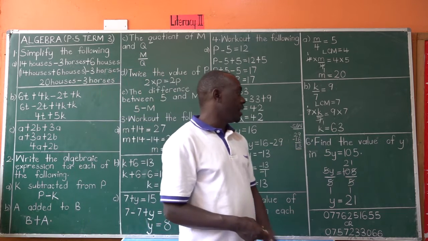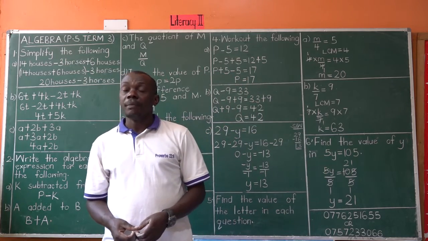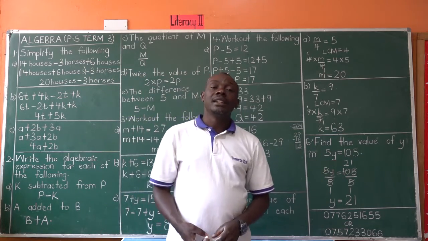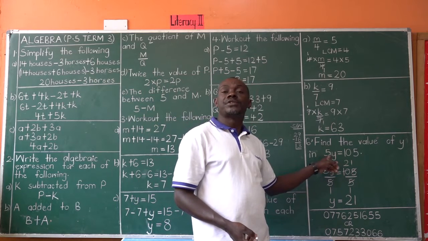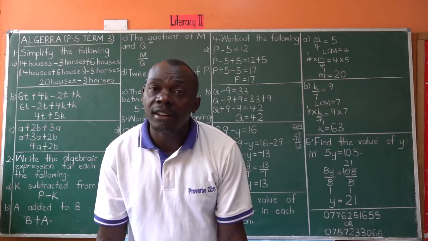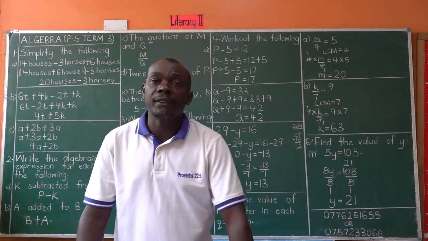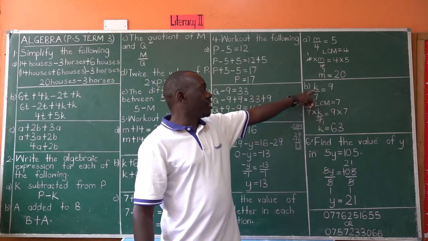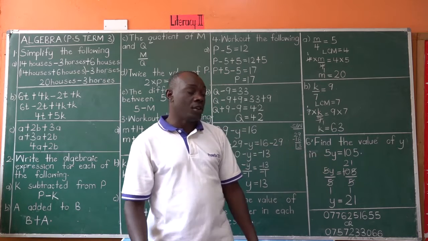So look at this example here. Find the value of y in 5y equals 105. Before solving an equation, you must know what the examiner has brought, or which operation the examiner said. So what's the meaning of 5y? It means 5 times y. So they have said times. In order to do away with the multiplication, one must divide. So here we are going to divide. They gave us division before, we multiplied. Now they have brought multiplication, we are going to divide.